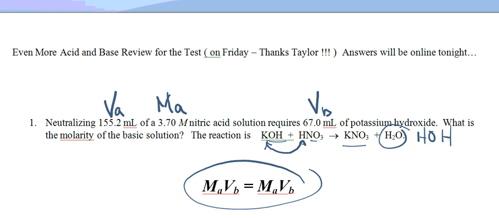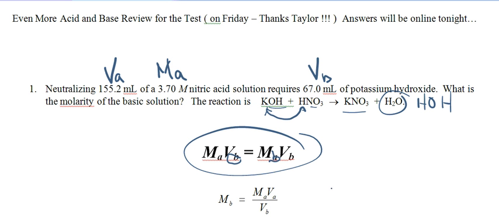So we're going to use this equation here, MAVA, that should say A right there, sorry about that. It's going to be equal to MBVB. Sorry about that. So your A's are on one side, the B's are on the other side.